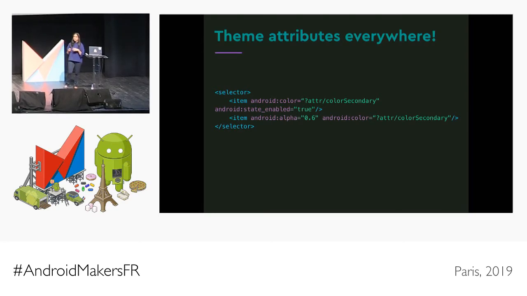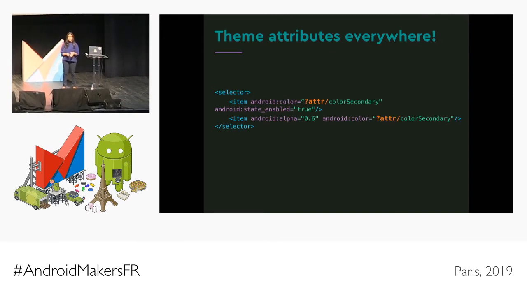And in this case, I'm referencing it in a color state list. And I'm saying, when enabled, I want the color to be colorSecondary. When disabled, I still want it to be colorSecondary, but with an alpha of 0.6. And I'm able to reference this theme-level attribute with this question mark and at sign syntax. You can actually drop the at sign, that's optional. You can just do it with the question mark.